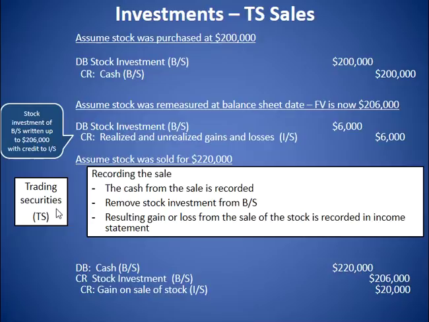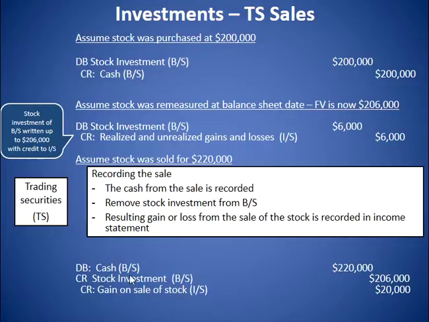Now let's assume that the stock was sold at some other point in time subsequent to the balance sheet date for $220,000. So when we're recording the sale, the cash from the sale, the consideration that we're receiving, is going to be recorded. We're going to remove the stock investment from our balance sheet, and there's going to be a resulting gain or loss from the sale of the stock that's recorded in the income statement.